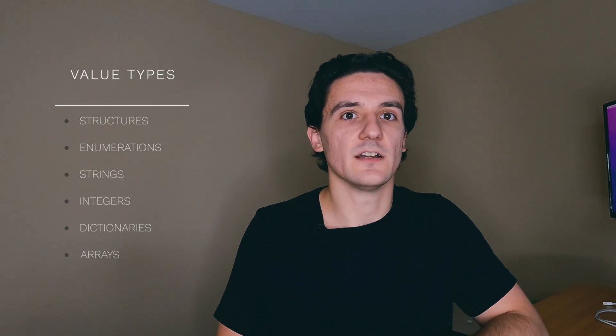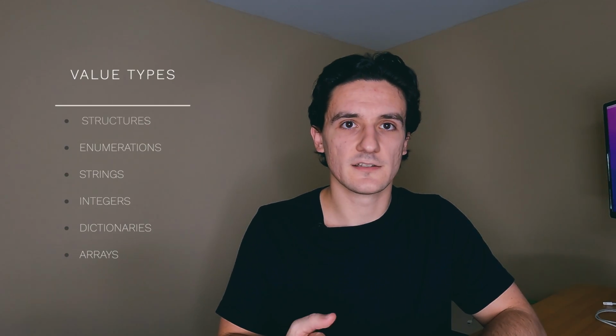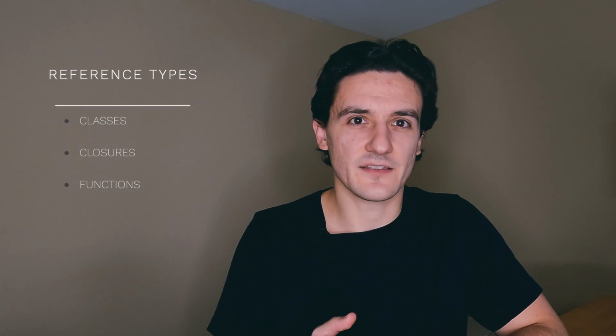Some examples of value types are structs and enums. Reference types are easier to remember. Class is the main one, but closures and functions are also considered reference types. I think it's easiest to demonstrate this in code, so go ahead and open up a Swift playground.